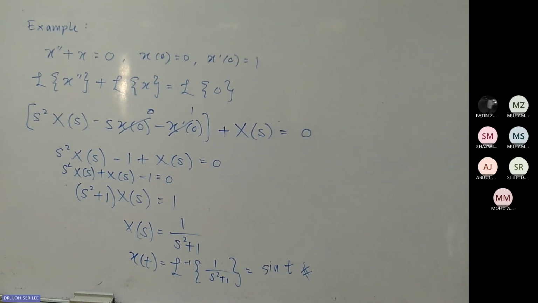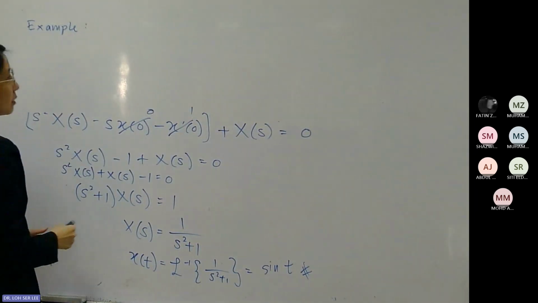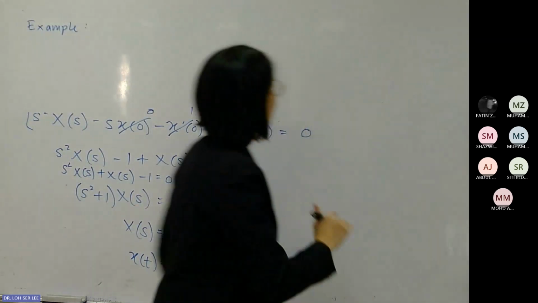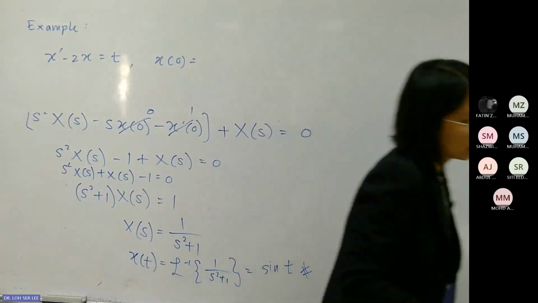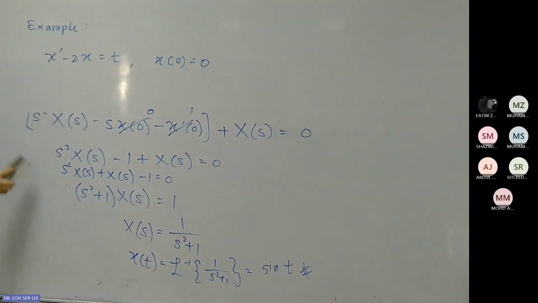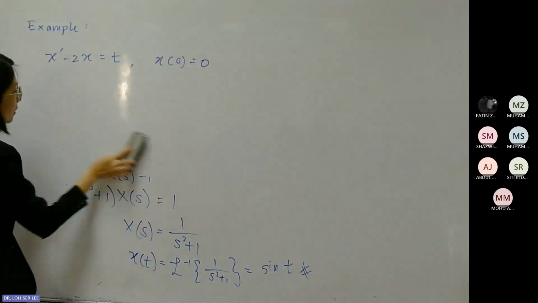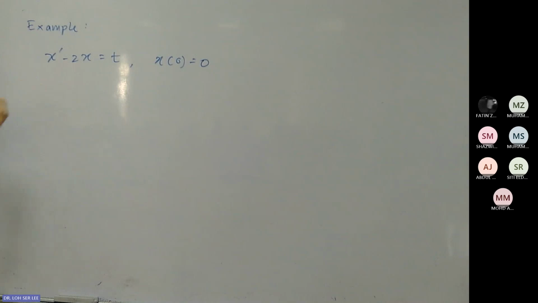Okay, now we look at the second example, where the right hand side is no longer 0. Another example. Now we need to Laplace every single term.